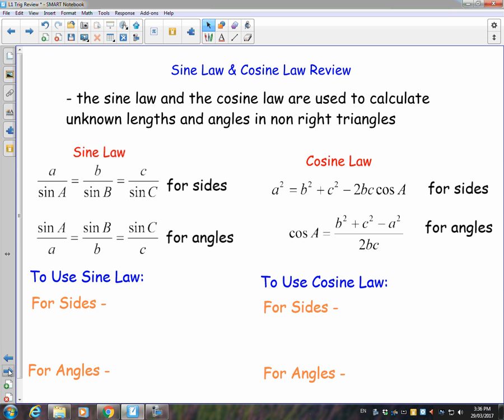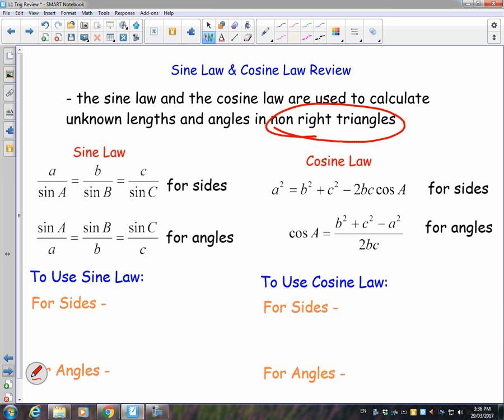Okay, if you pause that, then you maybe have tried some of the SOHCAHTOA questions. We're going to look at sine law and cosine law. So the sine law and cosine law are used to calculate unknown lengths and angles when you have a non-right triangle. So the ones we just talked about were right triangles. These are non-right triangles. The sine law is on the left here.